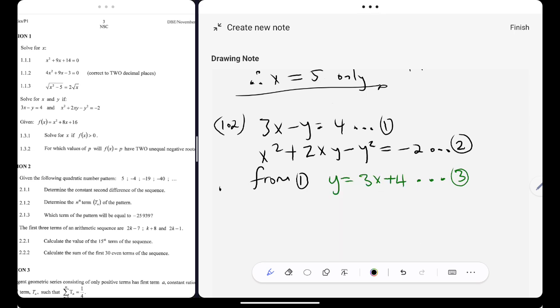Are you together? I've taken y to the other side, it became positive, and then I've taken 4 to the other side, it became negative.